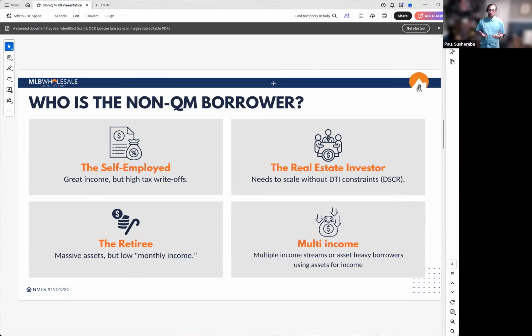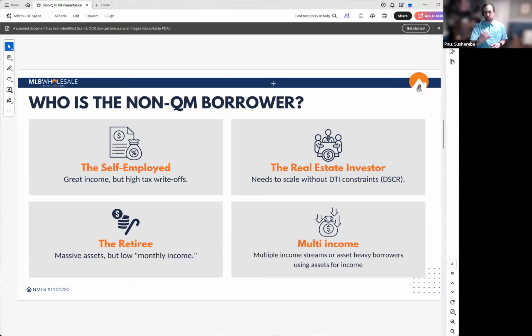Who's the perfect non-QM borrower? There's a couple of different income sets here, or income calculation sets. There's that self-employed borrower. It's highly likely that on a bank statement income calculation, given that the average borrower writes off everything they can on their taxes to avoid that tax liability, we're going to see between 50 and 100% more income on the bank statement calculation than you see on income taxes on average.